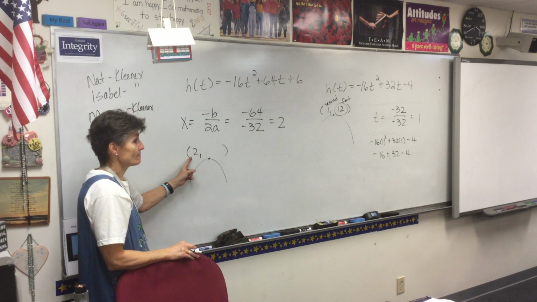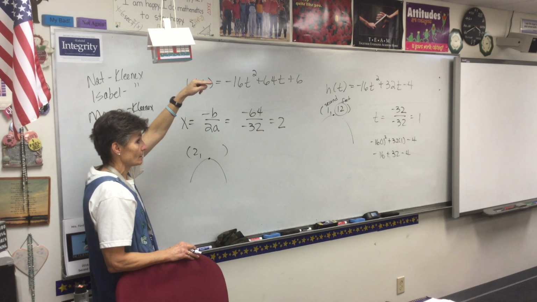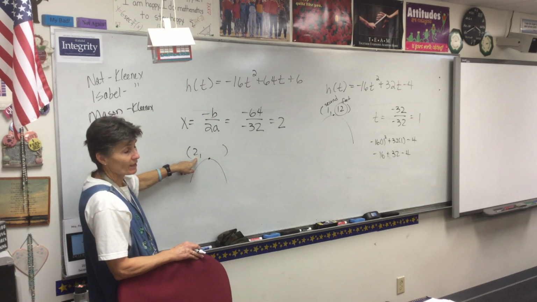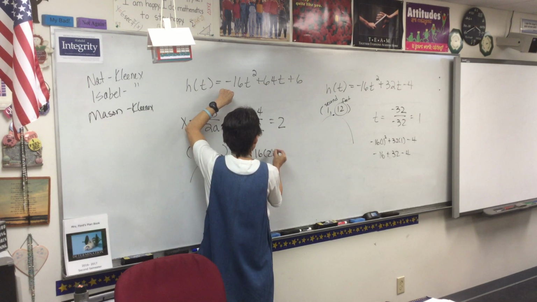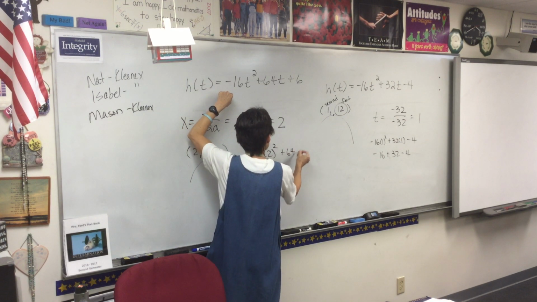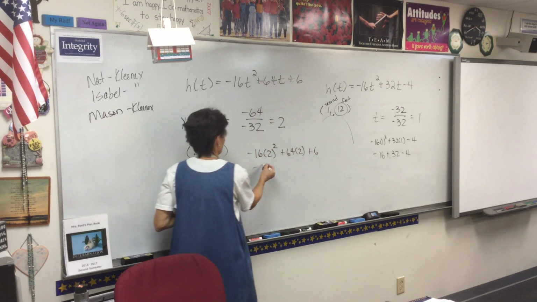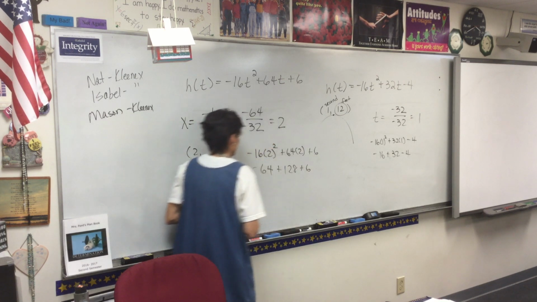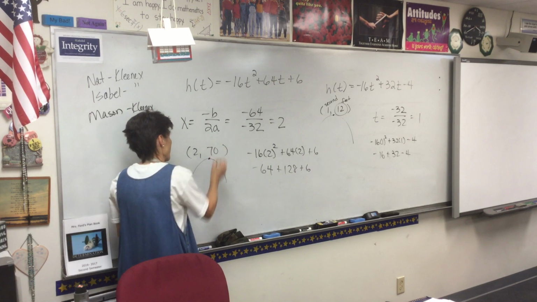What does that 2 mean? Takes it 2 seconds to get to the top. I want to know what the top is. So I'll take that 2 and do what with it? Plug it in. So negative 16 times 2 squared, 64 times 2. This is what you have a calculator to help you with. Negative 64 plus 128 plus 6 is what? I think 70. Is that 70?